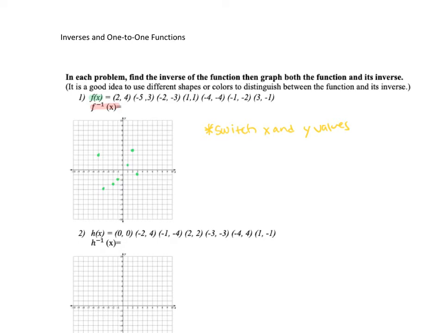switch their x and y values. So this first point of 2, 4 becomes 4, 2. Negative 5, 3 becomes 3, negative 5, and so on and so forth. So I'm just going to take all of my points, switch their x and y's. When we get to 1, 1, and negative 4, when we switch the x and y values, they're the same, and that's okay. Negative 2, negative 1, and negative 1, 3. So all of these points here are our f inverse of x.